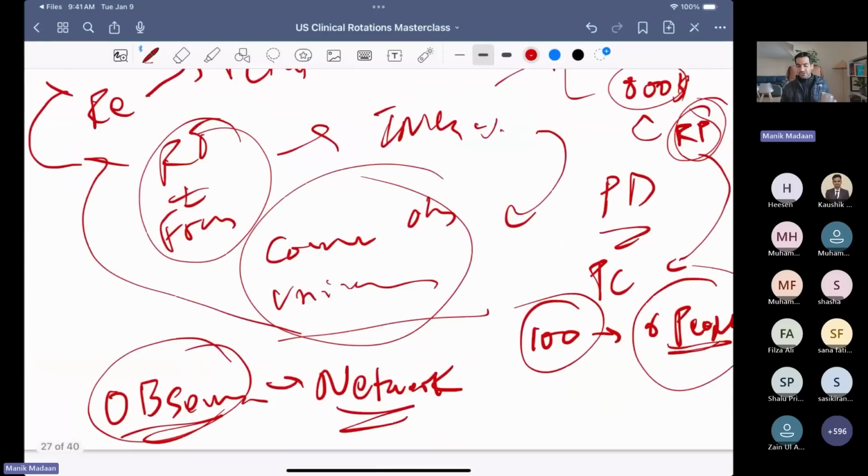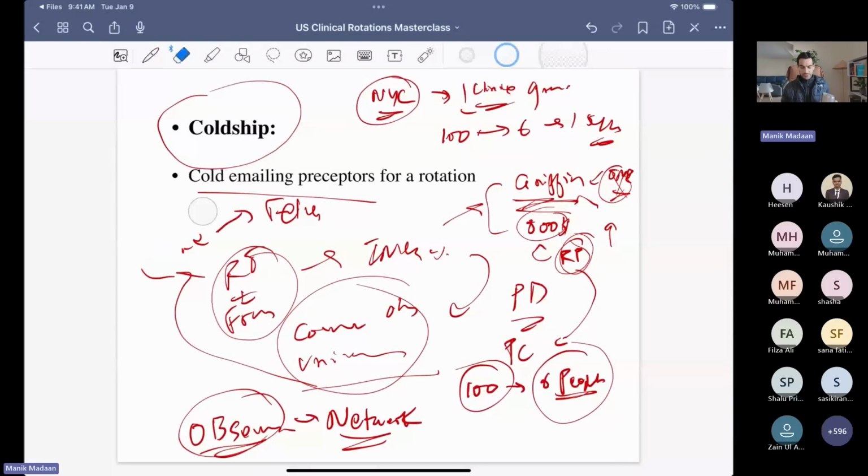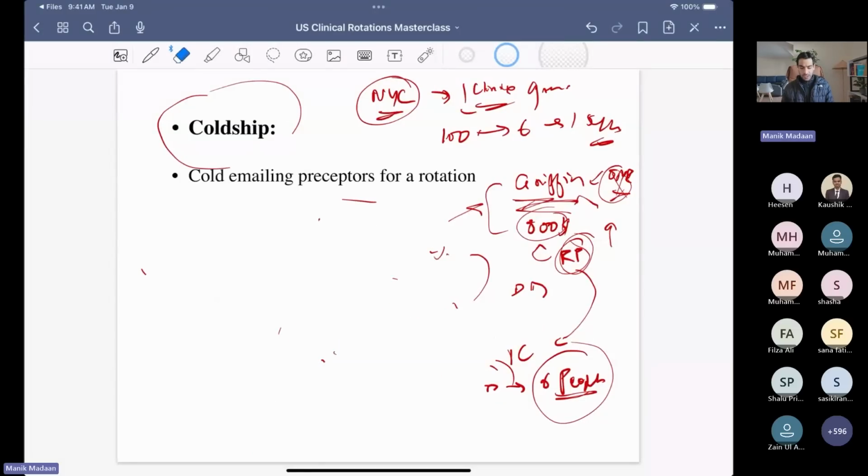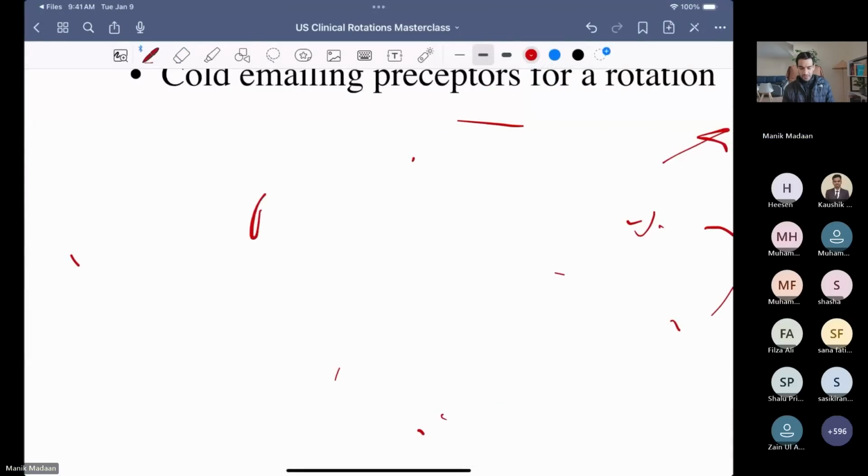Be very careful of free rotations. And this is the myth I was going to go into as well. What is a free rotation? So here's what a free rotation is. You don't pay.